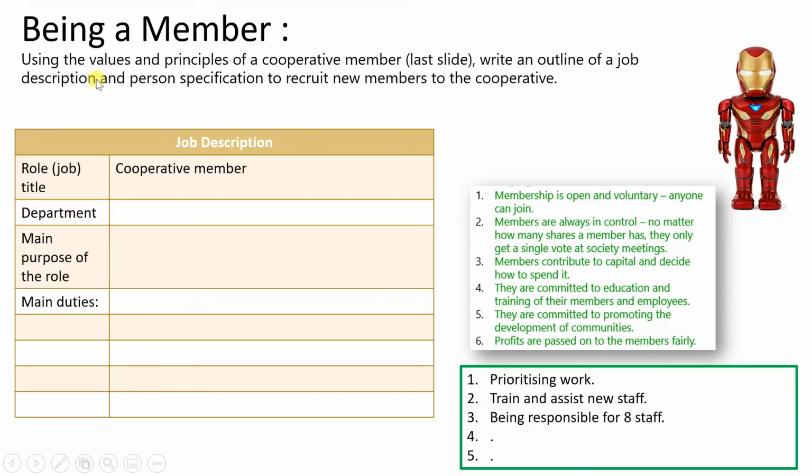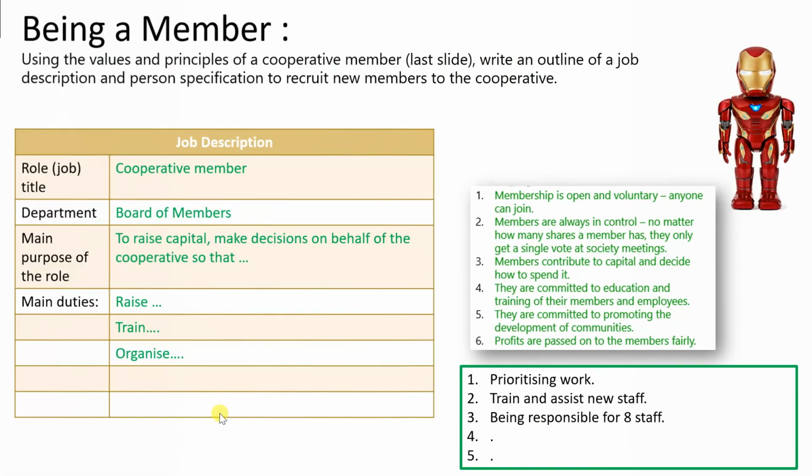This is where we're going to blend the two. We're going to use our priorities in terms of the task and the job description, and we're going to blend that with the values of a cooperative, and we're going to put that into a job description. And here's some examples of what it looks like.